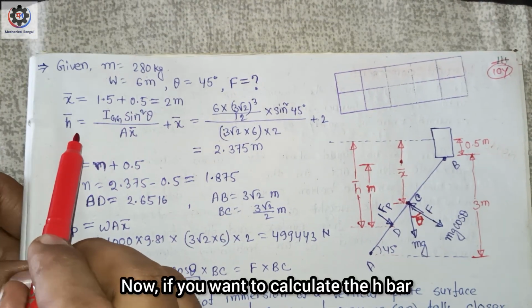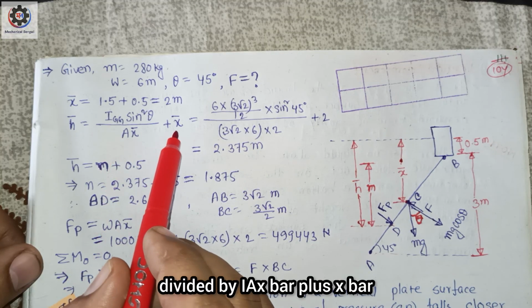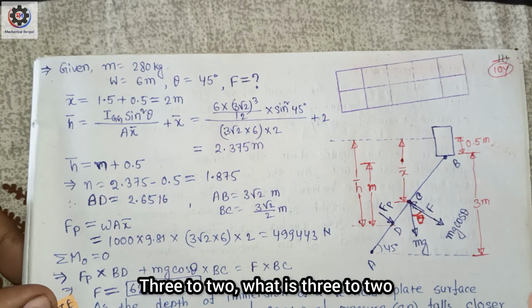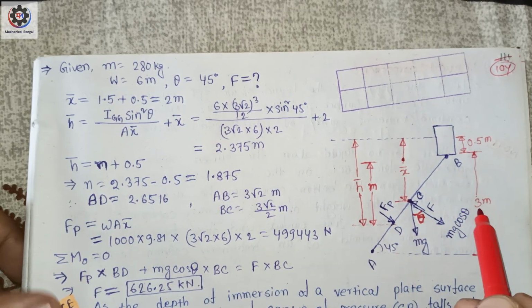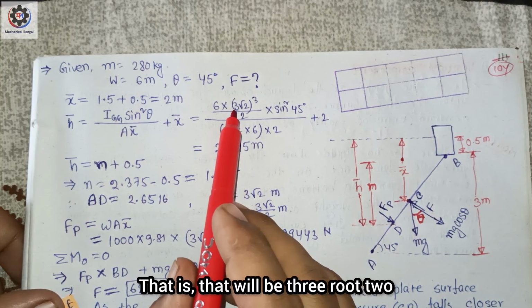Now if you want to calculate the h bar, we know the formula, I_G sin square theta divided by A x bar, plus x bar. From here that is equal to 6 into 3 root 2. What is 3 root 2? AB is, if this is 3 meter and this is 45 degree, so what is the value of AB? That will be 3 root 2.